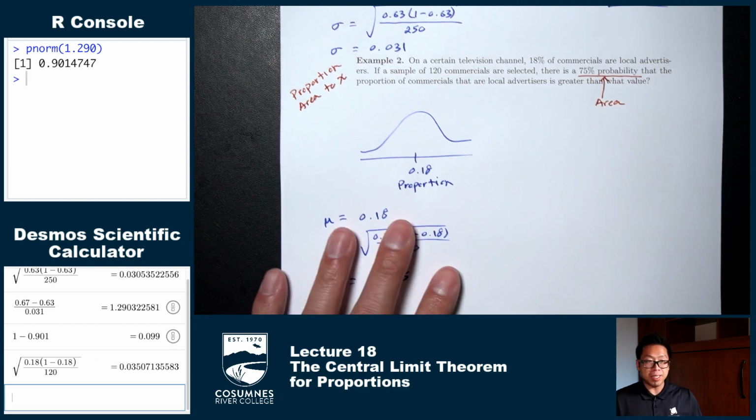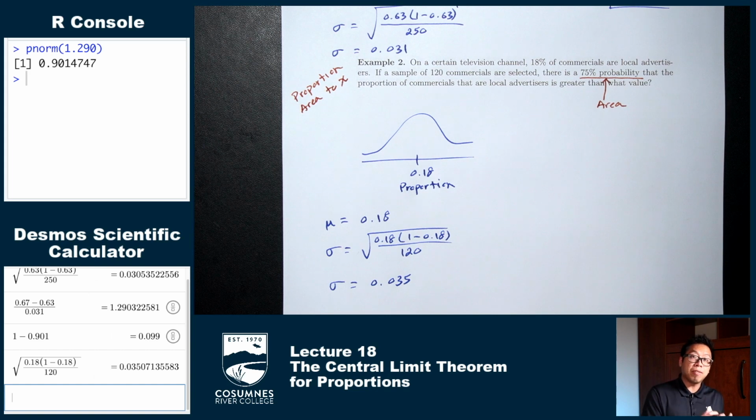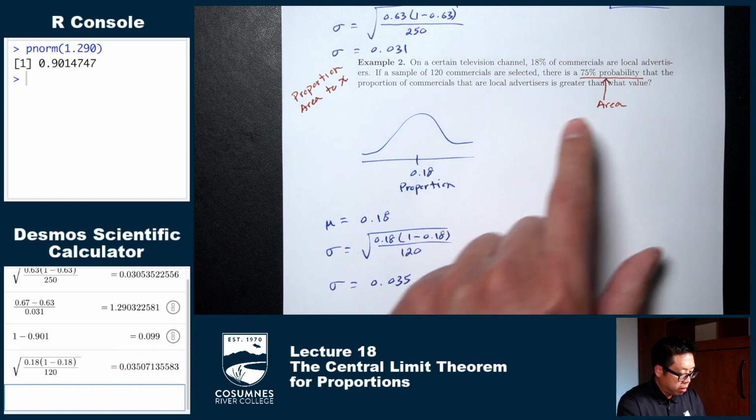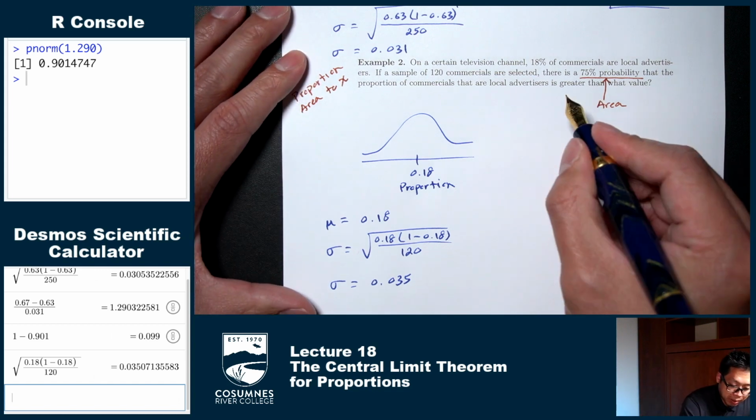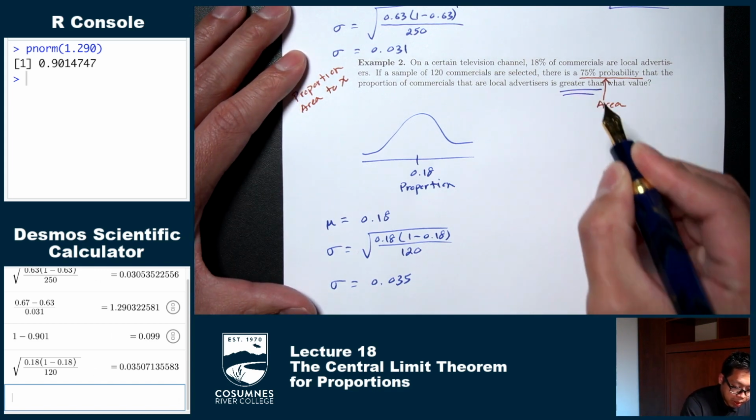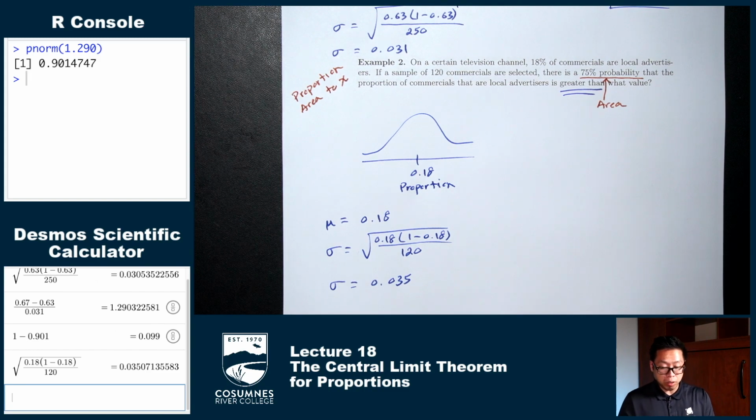And then to finish off the type of question, is this going to be shaded left, shaded right, or shaded between? 75% probability that the proportion of commercials that are local advertisers is greater than what value? Greater than. That tells me that this is going to be shaded to the right.